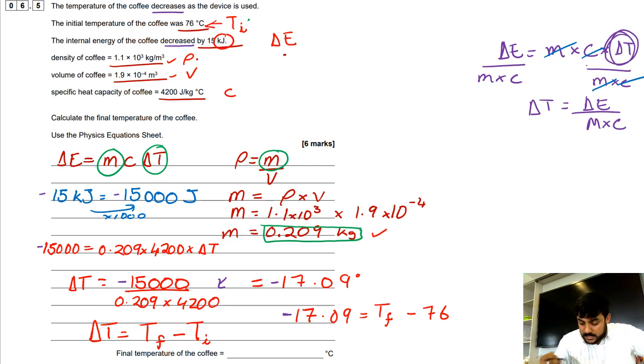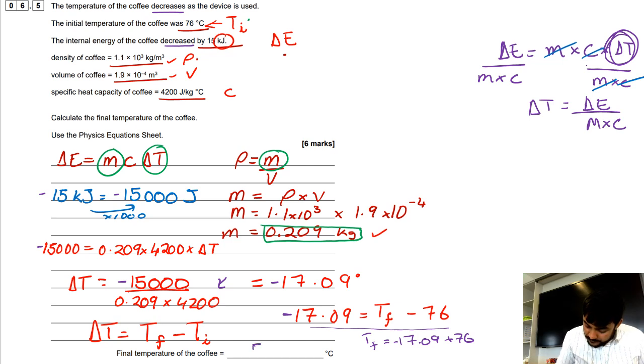Because of that negative change in temperature, this is the equation that I end up with, and solving this equation for T final equals 76 minus 17.09 gets you an answer of 58.9, which rounds up to 59. Okay, that's my answer.